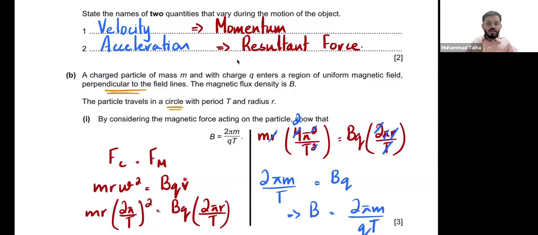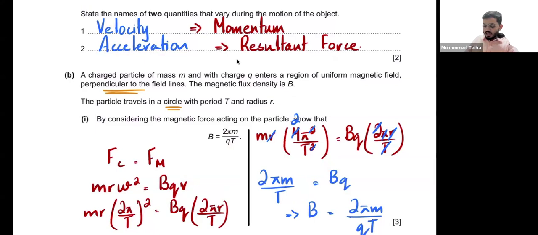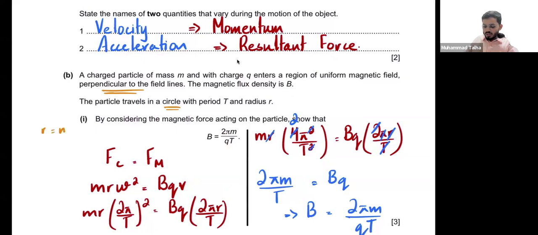Now, if you remember some expressions, one of these expressions, because I remember them, is this one, that r equals mv over Bq, right? You can also see this forming very easily here. But in this case, you don't have any v here. So for the v, I also substitute 2 pi r over T.